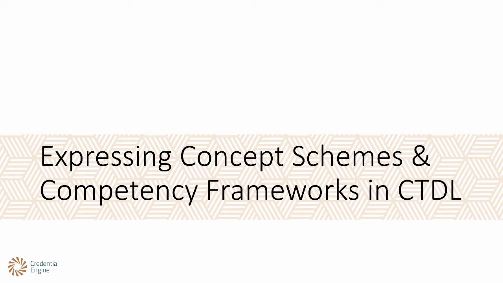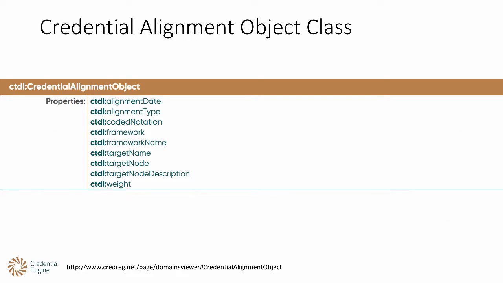So we're going to look at how a concept scheme is expressed in CTDL, and how a competency framework is expressed in CTDL. Now, fundamental to the expressing of these external resources, competency frameworks and concept schemes, is a data structure, an entity, a resource in the CTDL that is used to describe and align the thing being described, like a credential, to some external node in a framework, such as a concept scheme or a competency framework.